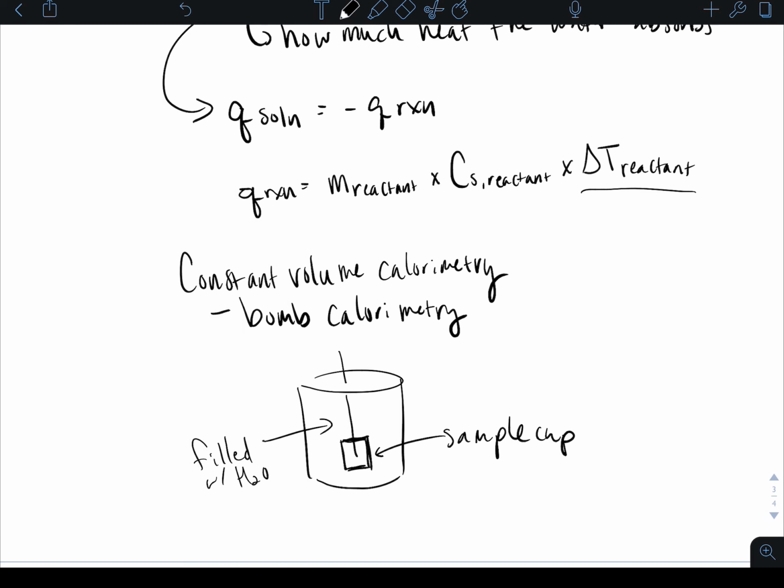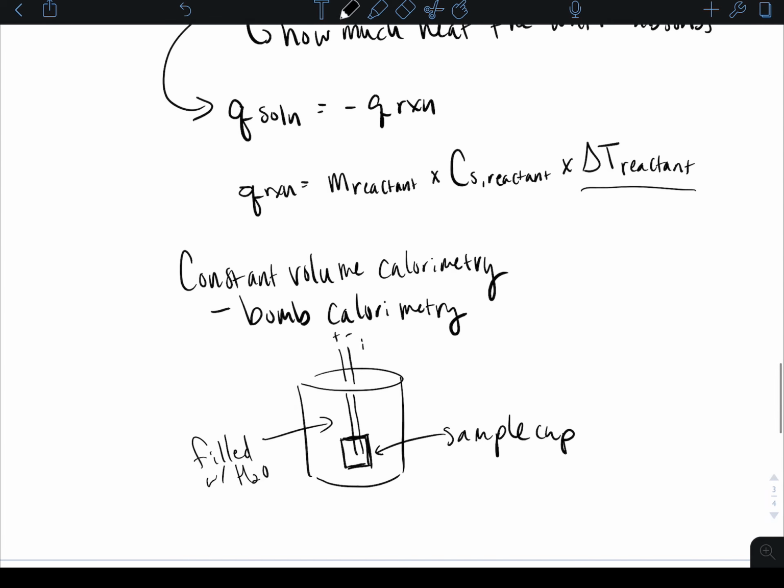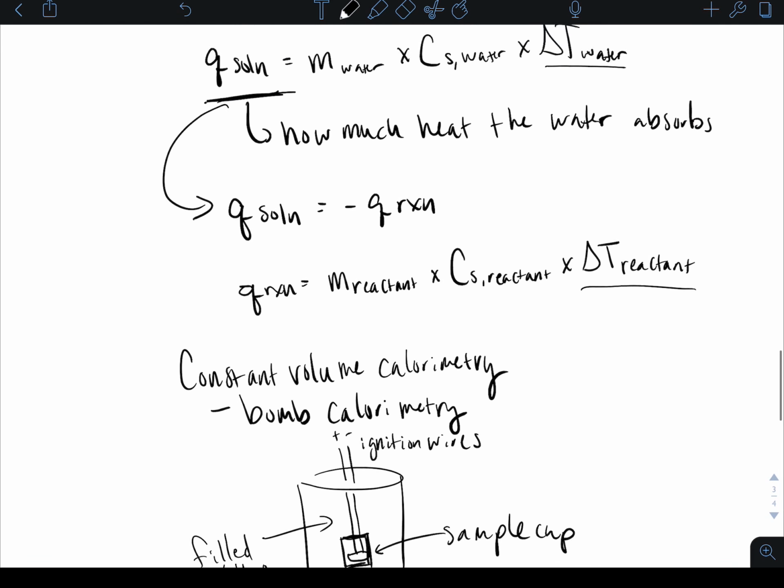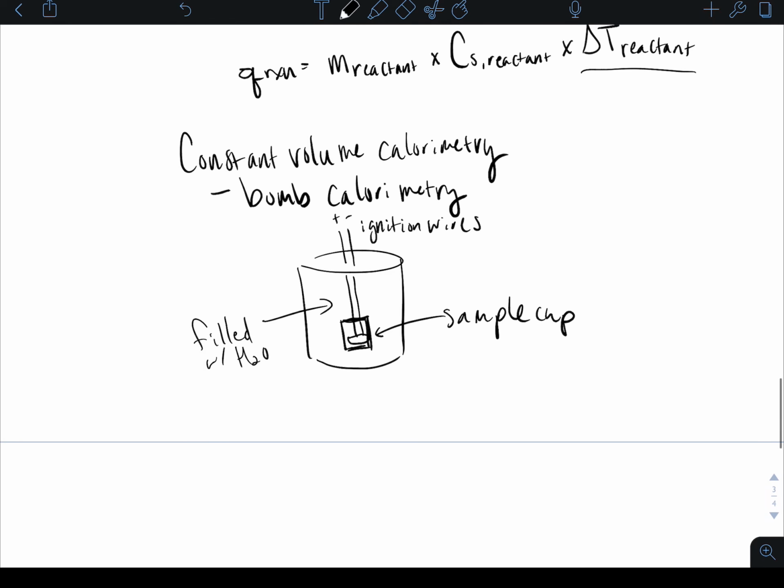So you've got a way of actually causing an ignition in here. So these are ignition wires. So you're going to ignite your sample, and then that sample is going to burn, and you can actually look at the temperature change of your water.